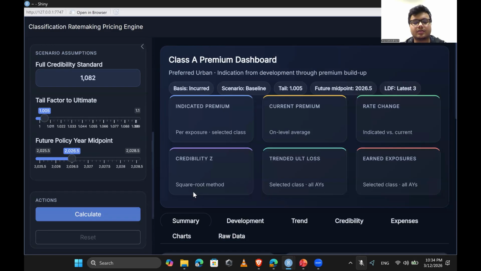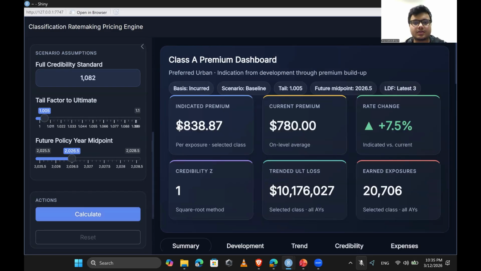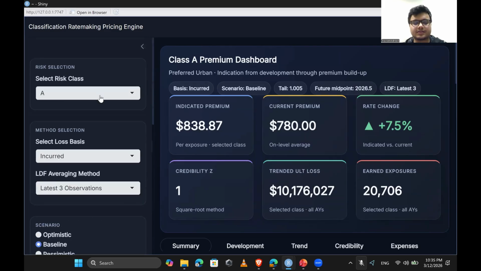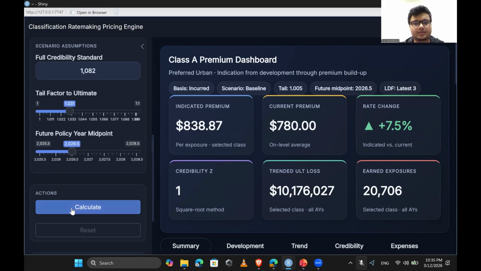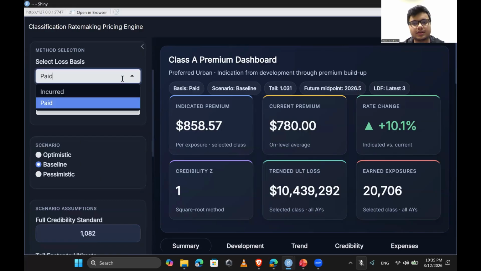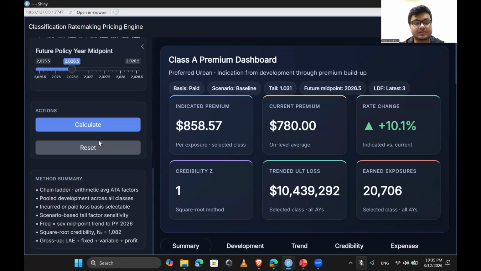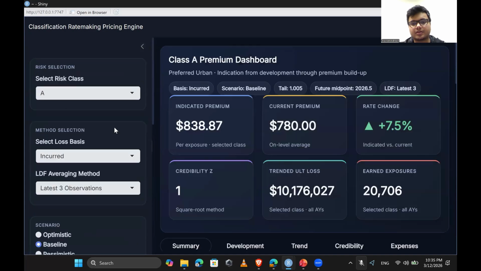So once we hit calculate, on your right you can see the indicated premium of 838.87 calculated for the given class and selected loss basis, incurred. If we select paid, it calculates around 858.57. And the current premium is around 780. So for incurred, this suggests around a 7.5% increase in the current premium. The credibility is Z, and the tab also shows the trended ultimate losses and exposures.